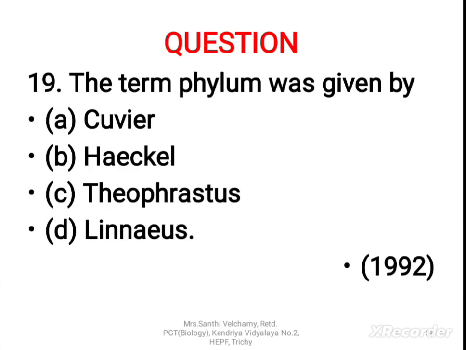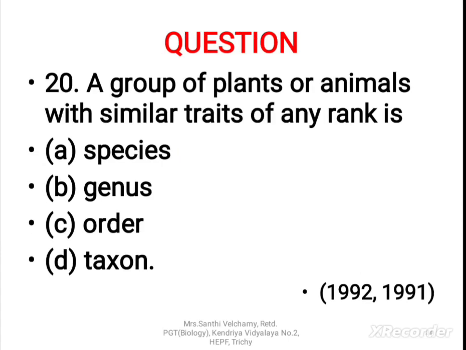Next question. The term phylum was given by A. Cuvier, Haeckel, Theophrastus, Linnaeus. 4 scientists' names have been given. The correct answer is Haeckel. B, that is the correct answer. Then next question. A group of plants or animals with similar traits of any rank is A. Species, B. Genus, C. Order, D. Taxon. The correct answer is D. Taxon.